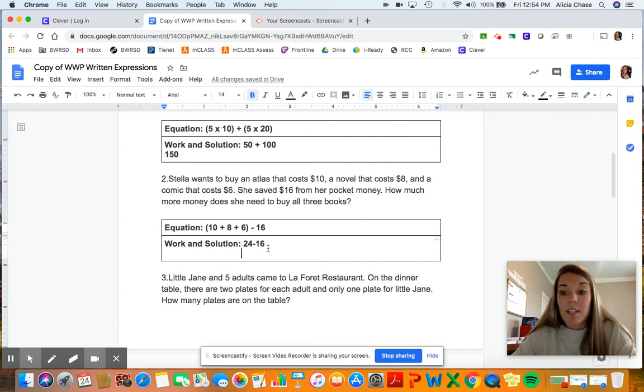So I only have one step left. It's just subtraction. 24 minus 16. So I'm thinking, well, 24 minus 10 is 14, and then minus another 6. So 14, 13, 12, 11, 10, 9, 8. So that means 8 is my answer. Okay?